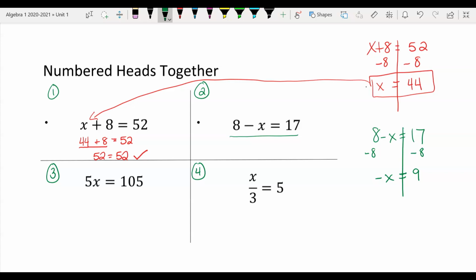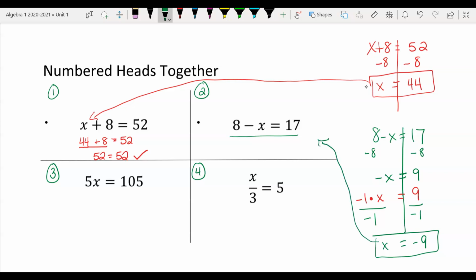Now the thing about solving linear equations is you want it to be a positive x equals something. Well, what does that negative on the outside of the x mean? Well, that means I am multiplying by negative 1. So I'm going to rewrite that problem into a multiplication problem. Now, how do you get rid of multiplication? Well, you would do the opposite operation, which is division. So I'm going to divide by negative 1 and get x equals negative 9. Again, I can plug it in to my equation and check it. So 8 minus negative 9 equals 17.